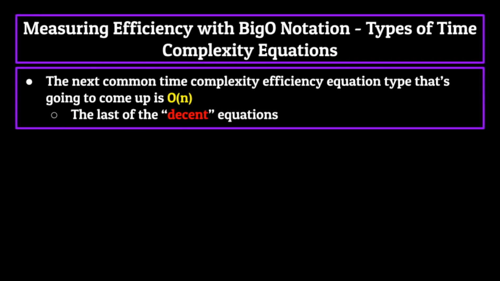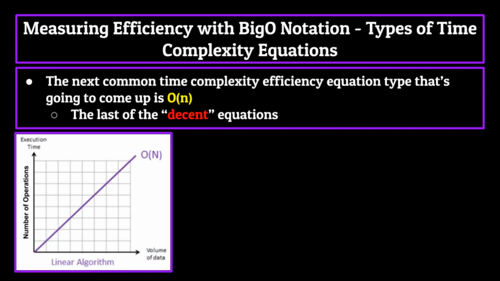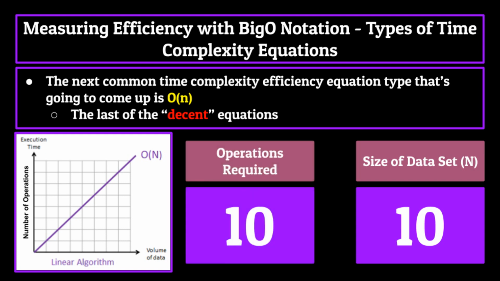O of n is the next common time complexity equation that's going to come up frequently during this lecture. The graph of volume of data versus instructions needed for this function is linear, meaning that for every element you add to the dataset, the amount of instructions needed to complete that function will increase by the same amount. So to perform a function with a time complexity of O of n on a dataset with 10 elements, it will take 10 instructions.